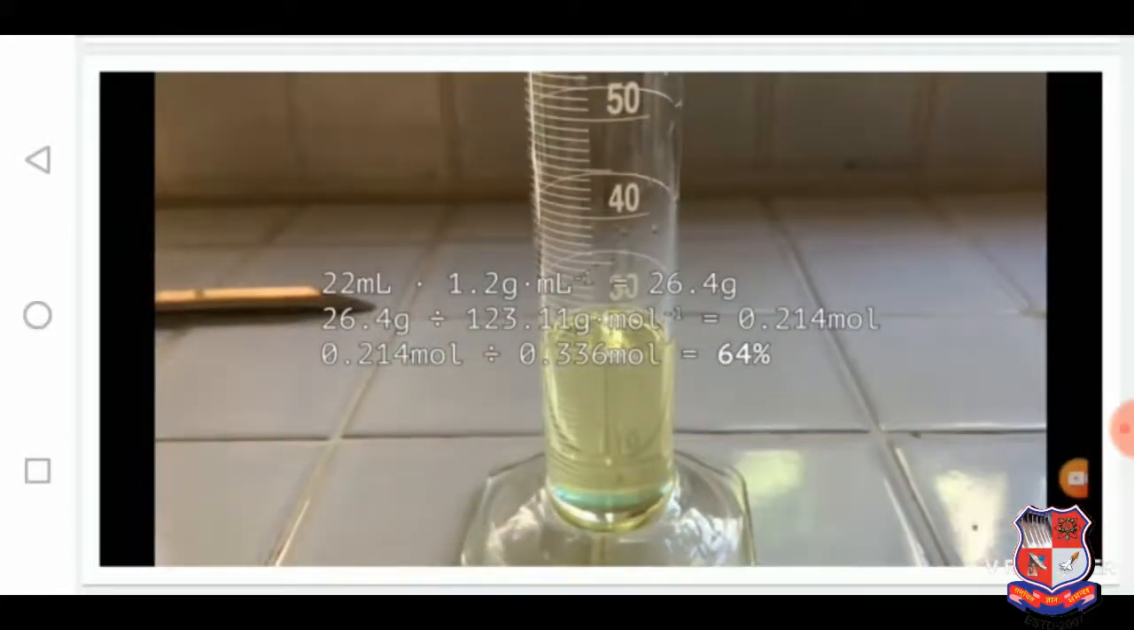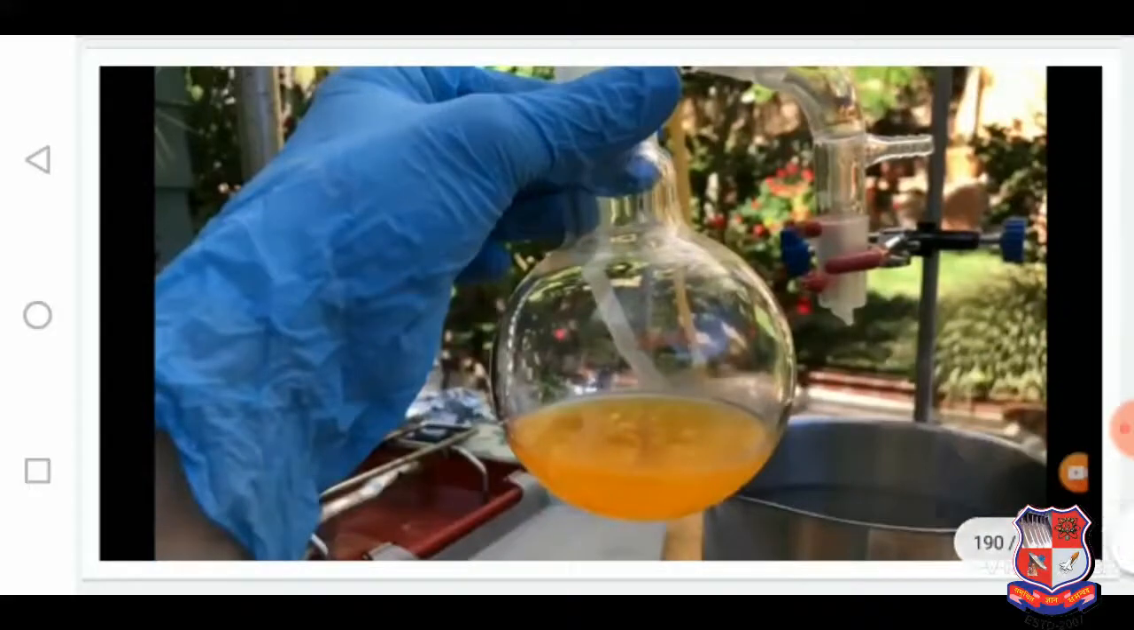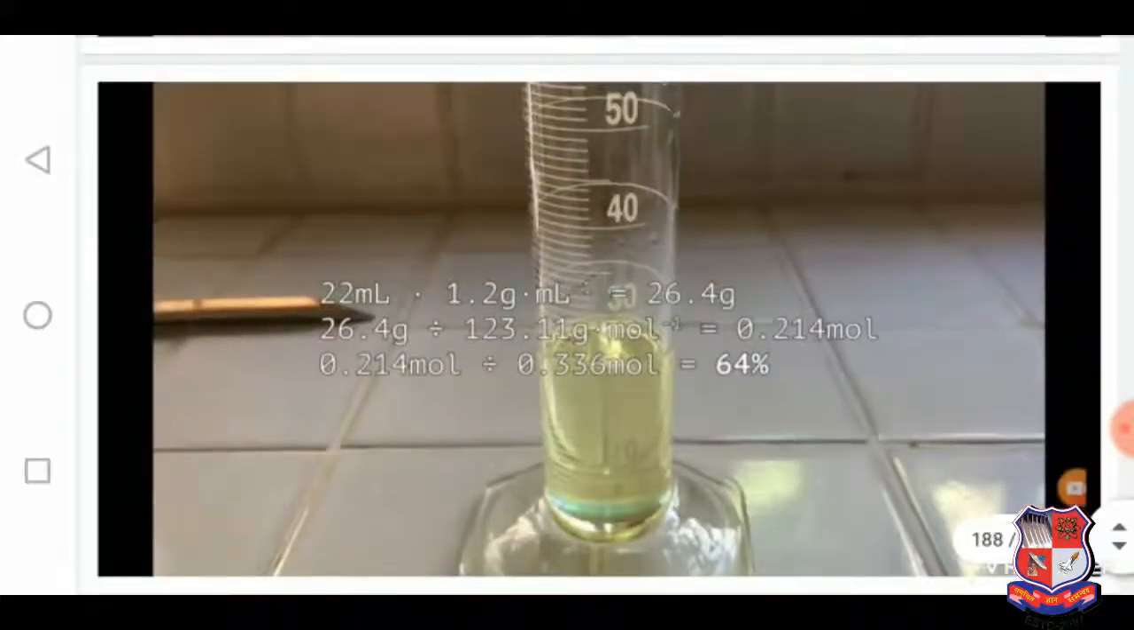And finally we will get a 64% maximum allowable yield. And here we can see nitrobenzene is not fully transparent, but a yellowish transparent liquid, and that is the most essential. Before that, it will look like this, but after redistillation, it will become a transparent yellowish fluid.